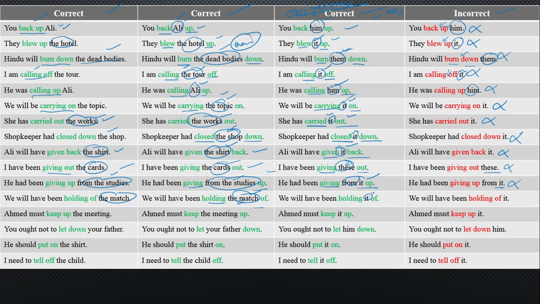We will have been holding it off. This is the correct one. But if you don't separate it, then it will be wrong, like "we will have been holding off it."